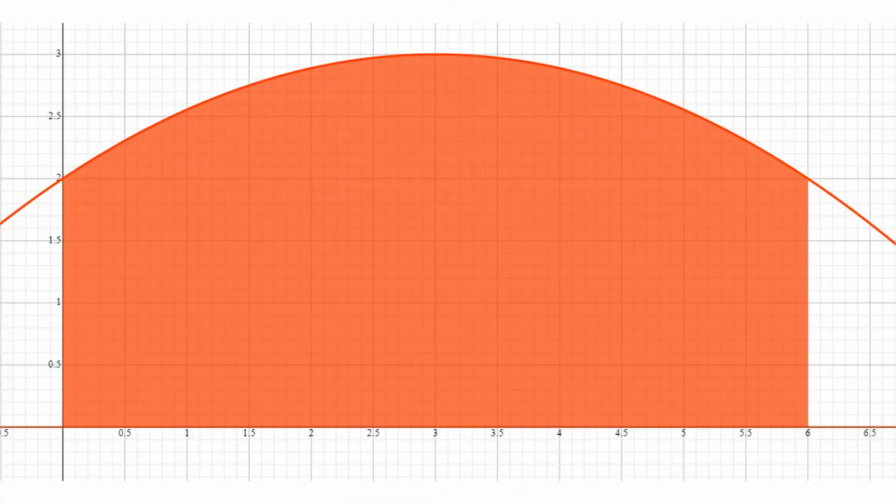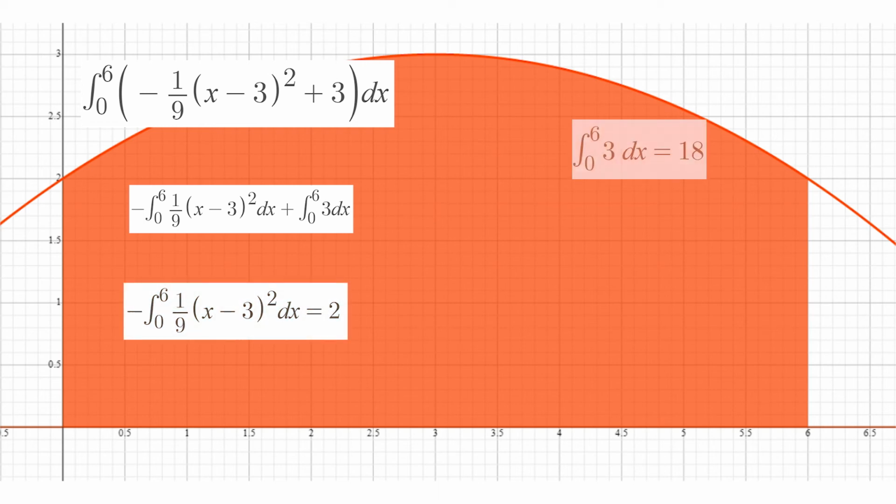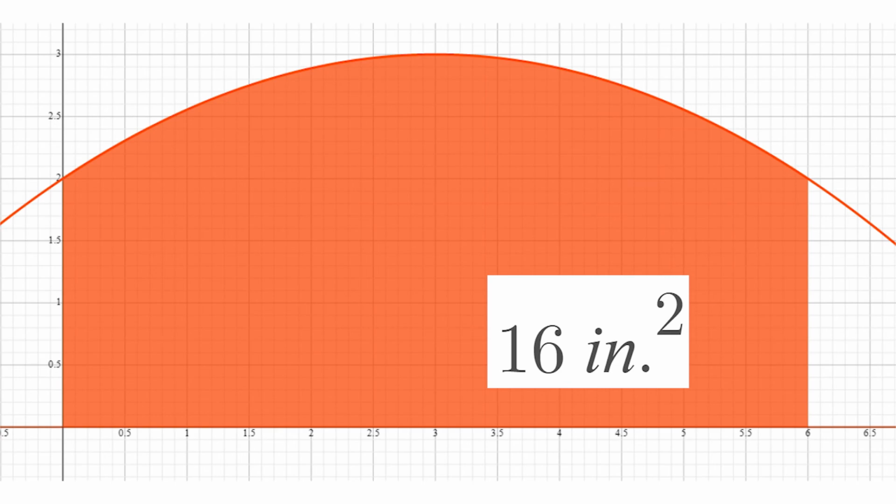And since my bicep is 3 inches tall and 6 inches long, I can use the equation, the integral from 0 to 6 of -1/9 (x - 3)² + 3 dx, to find out that my bicep has an area of 16 inches squared. This gives me more than enough power to make the throw. It's perfect.